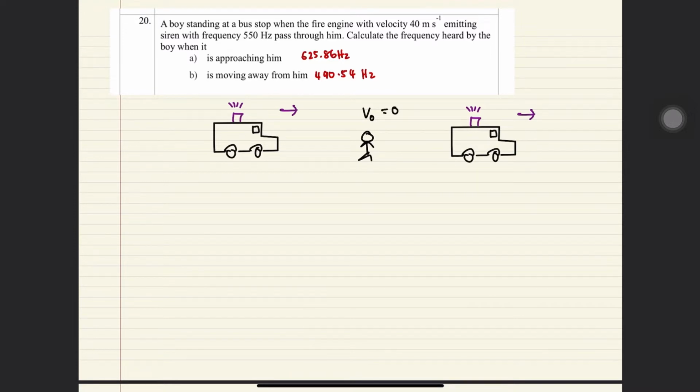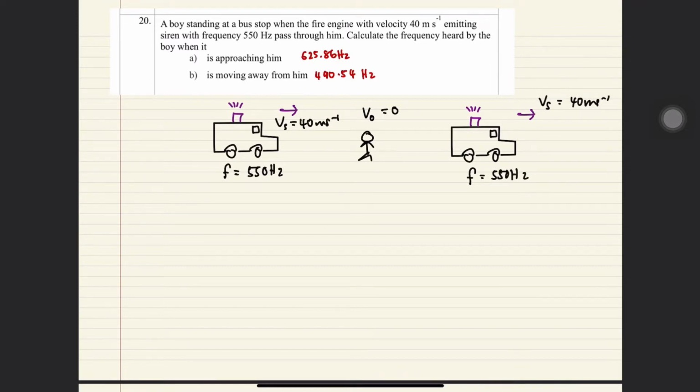When the fire engine with a velocity of 40 meter per second, so when you write down the information, make sure you write down the correct subscript. Like this one is the source, so Vs equals to 40. Okay, so VO is observer, Vs equals to 40 meter per second. The frequency emitted by the sirens is 550. That one is your F. It's a constant value.